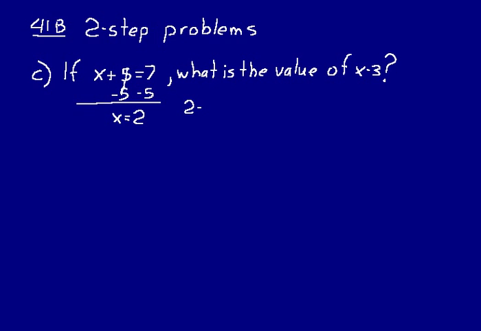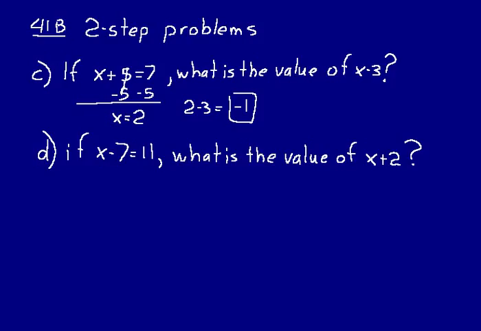So 2 minus 3 is a negative 1. So there's our answer, negative 1. That's the value of x minus 3. So all you do in these two-step problems is apply the solution to one equation. You apply that to another statement.